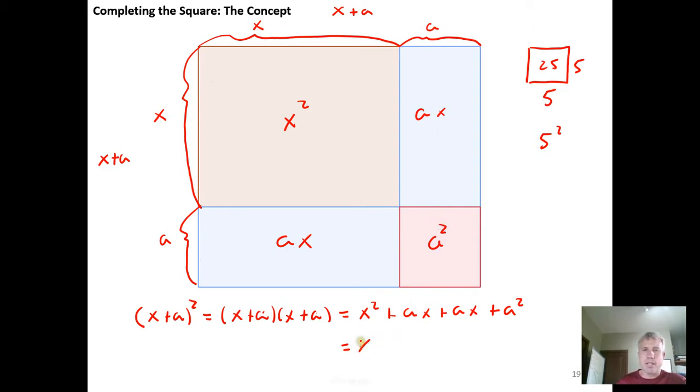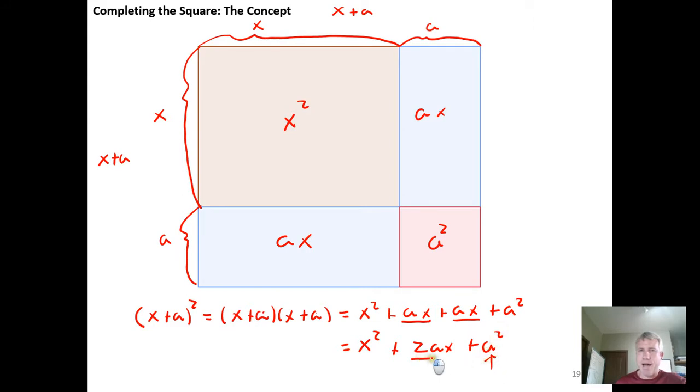I can simplify this a little bit. The two ax terms are like terms, so I get x squared plus 2ax plus a squared. What I want to recognize when I look at this area calculation is that the number that's being squared right here is half the coefficient on the linear, or x to the first, term. In other words, if I took the number 2a and divided it by 2, I would get a, and a is the number that's being squared. We can use this idea to complete a square if we have missing information.